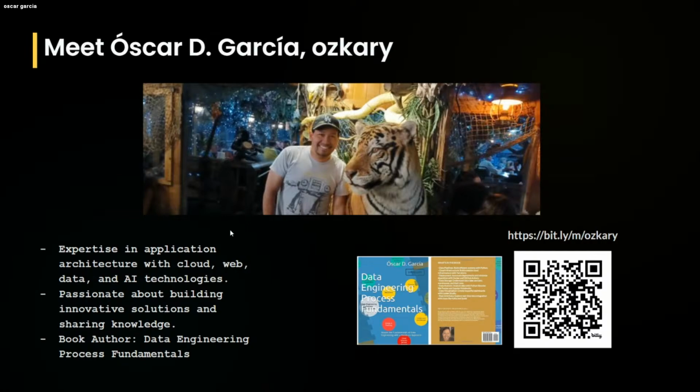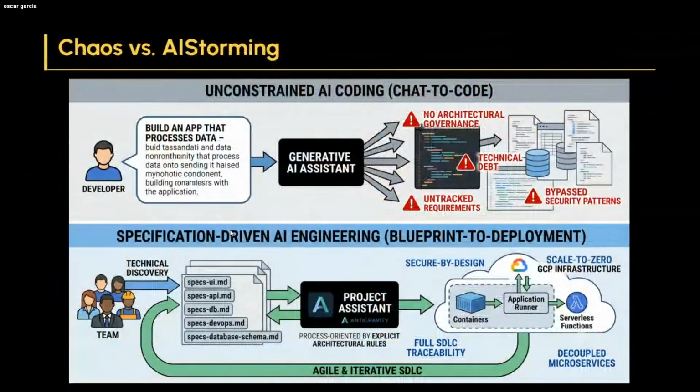All right. So, at a very high level, just to talk about a snapshot of today's topic, we want to actually talk about what is chaos versus the concept of AI storming, right? And what do we mean by that?